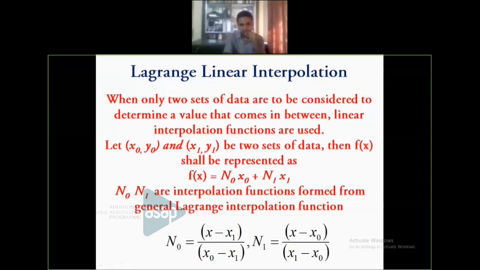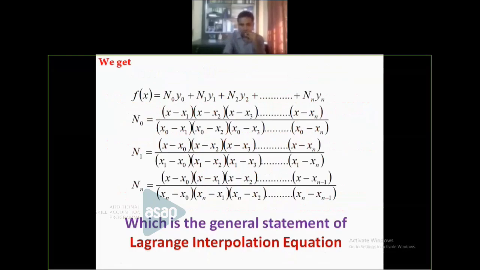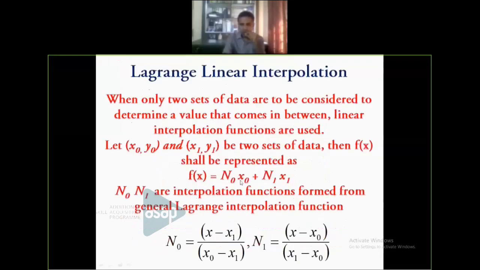That's the first question. Let me glance at this equation again. Look at n. For n data sets, you have x minus x1, x minus x2, and likewise it goes. So we are talking about only one data, that means you take only the first term. For one, you have got two data sets, and for two data sets you just need two interpolation functions. Here you'll have n0 x0 plus n1 x1.